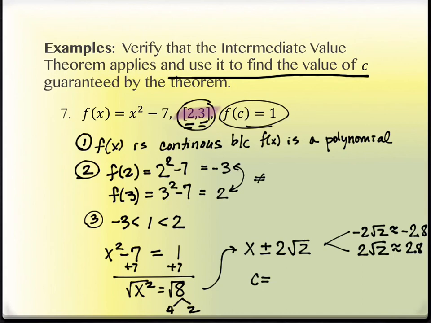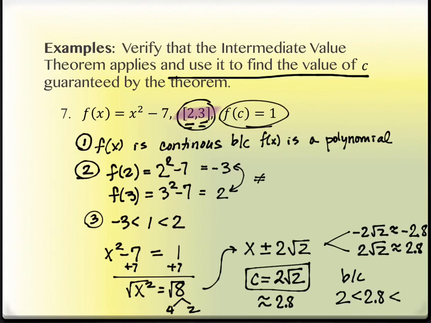That's the 2.8. So the c value that I'm looking for here that I knew had to exist and that for sure does exist is actually 2 square root of 2. And of course that approximation, just as a reference point, is 2.8. And just so that you have this in your notes when you look back later and you're like, how did we decide that again? It's because 2 is less than my 2.8 is less than my 3. And that came directly from that interval that I was given at the beginning. So that's the c value I was looking for, 2 square roots of 2.